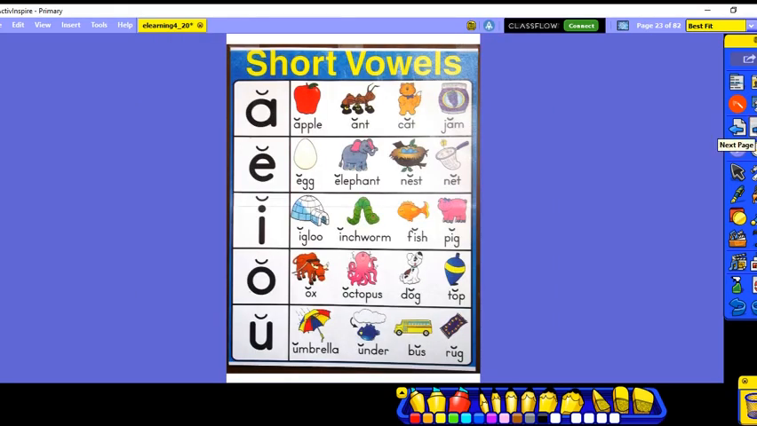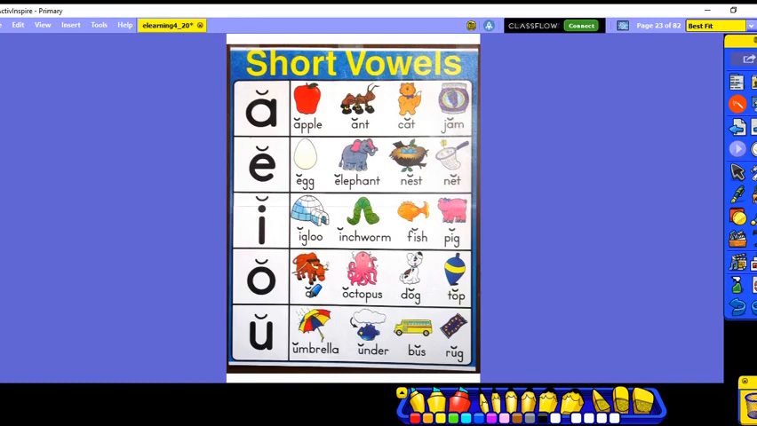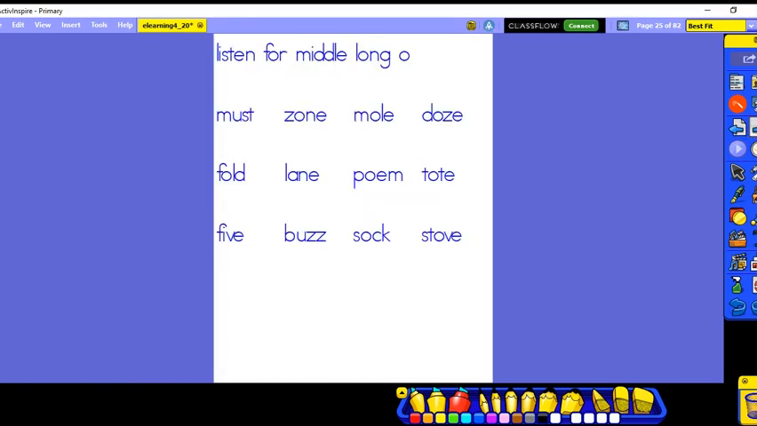All right. We are talking about short vowels and long vowels. We worked on those some during our lesson today. Let's look again at our short vowel O that makes the ah sound, like ox, octopus, dog, and top. And let's look at the long vowel O: overalls, oval, robe, rose. Those words have the long O sound where O says its name. Now, let's listen for the middle long O sound. And when you hear it, I want you to give me a thumbs up and say O.